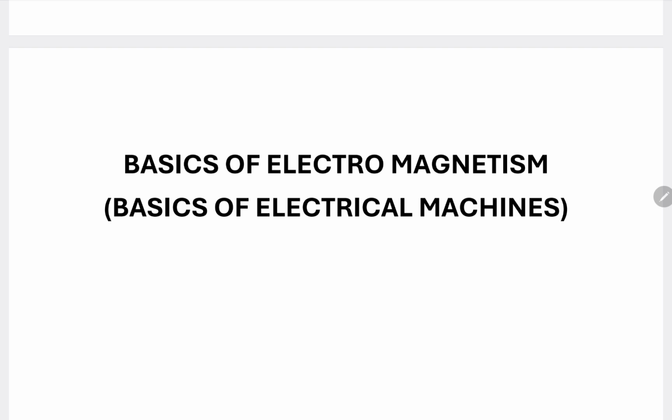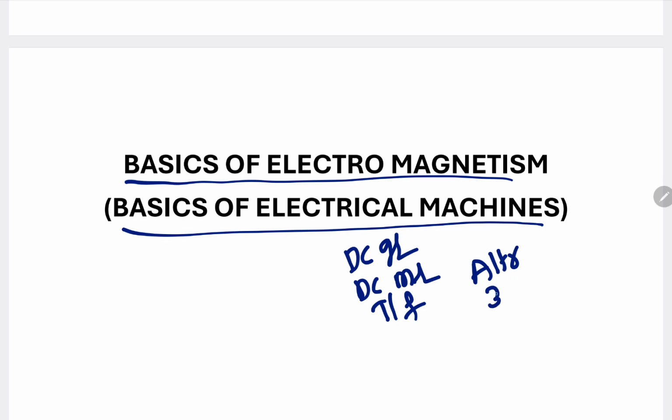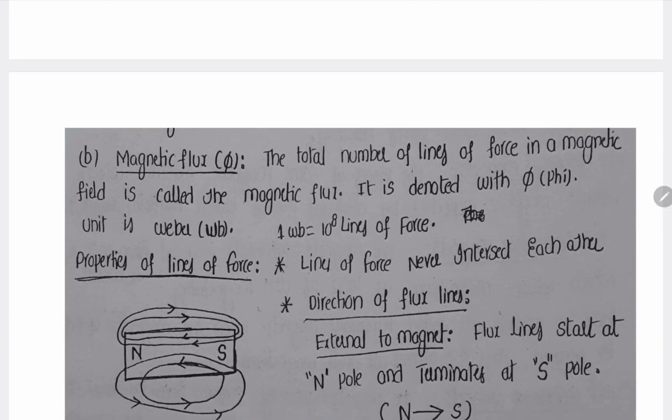Next, we'll discuss the basics of electromagnetism or basics of electrical machines. In the DC generator, DC motor, transformer, alternator, and three-phase induction motor, in all these, some fundamental concepts are very useful, that I am going to discuss here. So first let us start with a very basic concept, that is flux. This is the magnet, north pole and south pole. You see, the flux starts from the north pole and comes to the south pole.